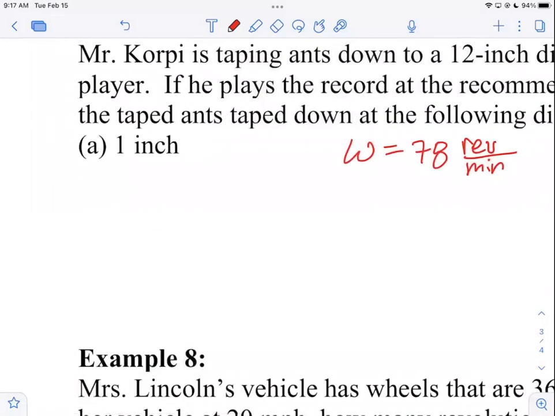So what we're going to do is take out our equation. Linear velocity is R times angular velocity. All right. Now I'm trying to find V.